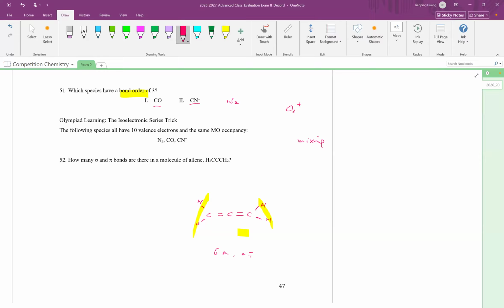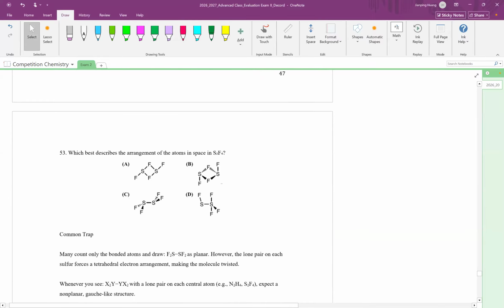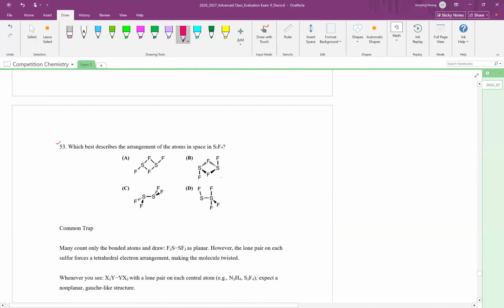Now I want to spend some time on 53. I want to have some time here. And the choice is this one. Why is this one? This is great. It's beautiful chemistry. I think when we covered shapes, we briefly discussed this one. The connection is this one. F, S, S, 3.